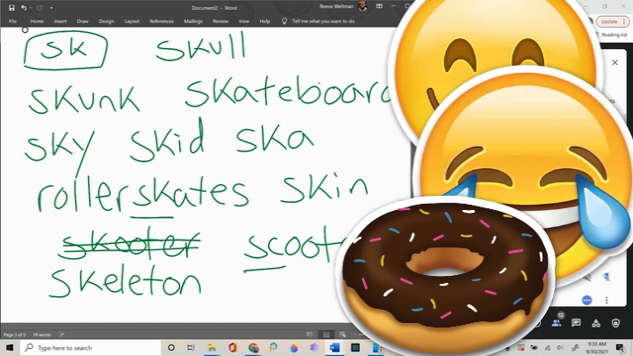Okay. Matthew, what do you have for us? Skill. Skill. You all are very skilled at coming up with SK words. So we have skull, skunk, skateboard, sky, skid, ska, roller skates, skin, skeleton, and skill. I'm going to cross out scooter. So write down as many as you can. Mason, do you have another one?